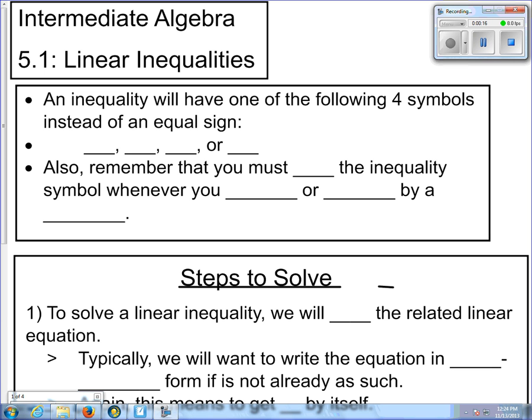An inequality will have one of the following four symbols instead of an equal sign. It could have less than, greater than, less than or equal to, or greater than or equal to. And we're going to remember that you must flip the inequality symbol whenever you multiply or divide by a negative. And that's something that we worked with quite a bit in chapter 3. In an inequality, anytime you multiply or divide by a negative, the symbol, if it was less than, it turns around and now it's greater than, or greater than, it turns around and now it's less than. So we might have to do that somewhere there.